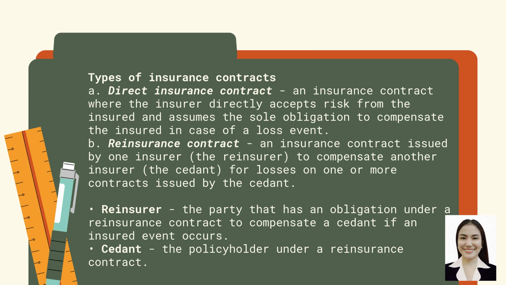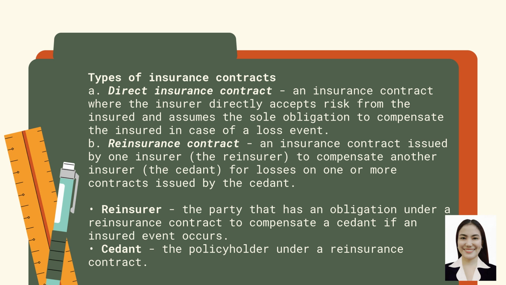And we have here the reinsurance contract, an insurance contract issued by one insurer, the reinsurer, to compensate another insurer, the cedant, for losses on one or more contracts issued by the cedant. So, reinsurer meaning ito yung party that has an obligation under a reinsurance contract to compensate a cedant if an insured event occurs. And si cedant naman, ito yung policy holder under a reinsurance contract.